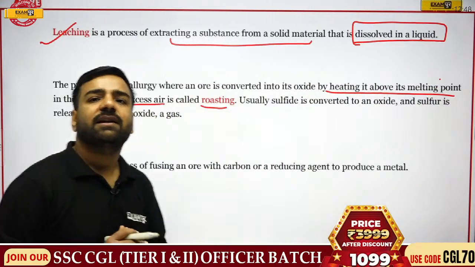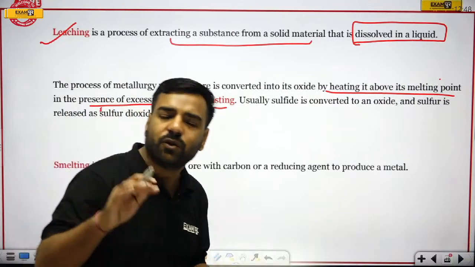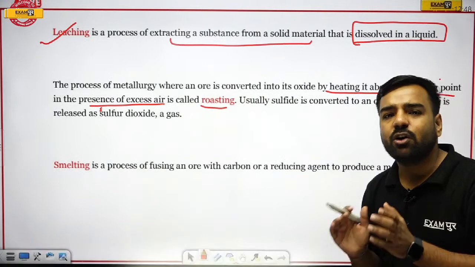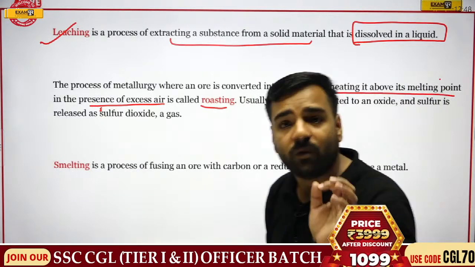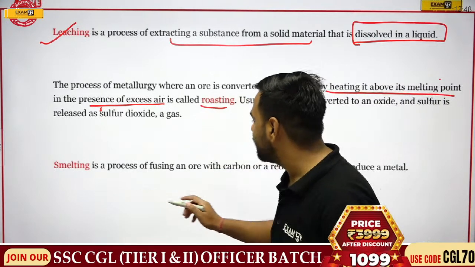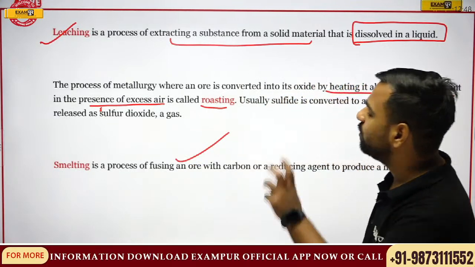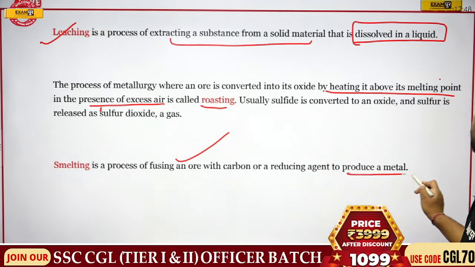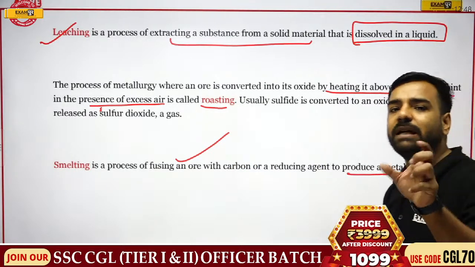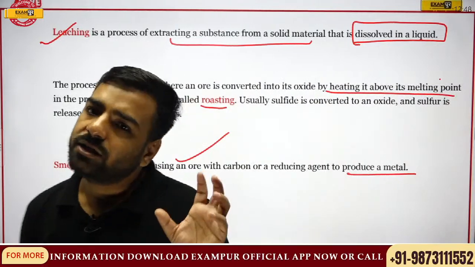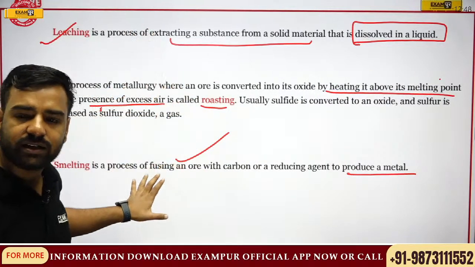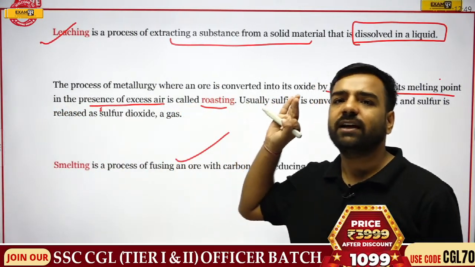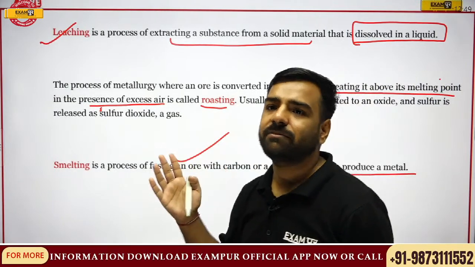Now if I talk about smelting, smelting is a process of fusing an ore with carbon or a reducing agent in order to produce a metal. Again I'll say, in smelting you are fusing an ore with carbon or any reducing agent in order to produce a metal. So we have understood metallurgy, where we were producing metals, right? We have four different processes for that: roasting, calcination, leaching, and smelting.